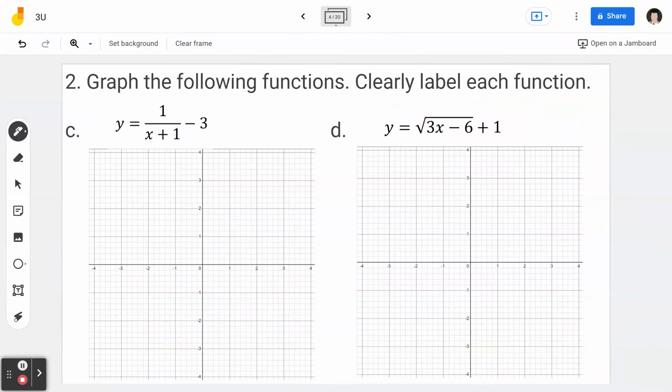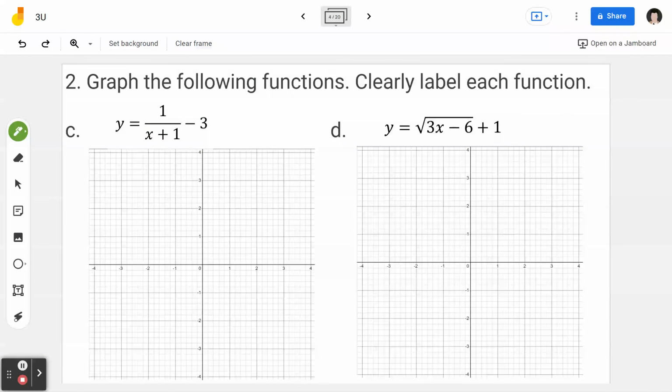2C, again, graph the following functions, clearly label each function. y equals 1 divided by (x plus 1), minus 3. If you start from left all the way to the right, this really means horizontal translation 1 unit to the left. This means vertical translation 3 units down. In one sentence, you can say go left by 1, down by 3.